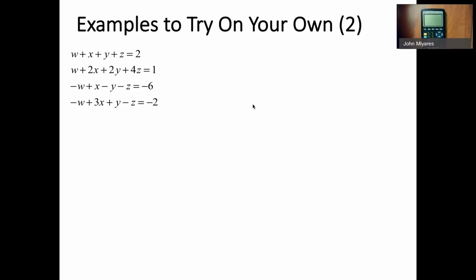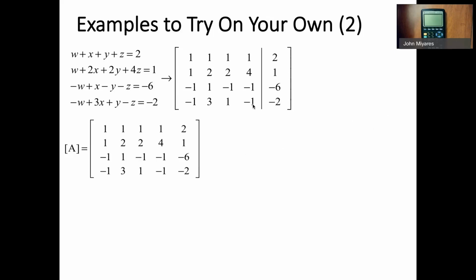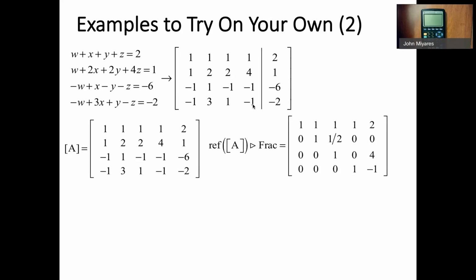So our augmented matrix is going to look something like this. So I'm going to enter it into the calculator under matrix A, which will be a 4 by 5 matrix as shown here. If we were to do just the REF option on the calculator, we'd get something that looks like this, which is going to translate into the system w plus x plus y plus z equals 2, 2x minus 1/2 y equals 0, y equals 4, and z equals -1.